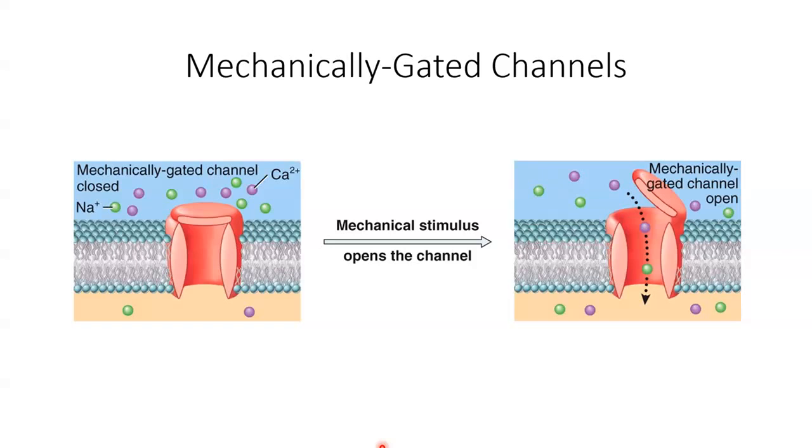Examples of mechanically gated ion channels are those found in the auditory receptors in the ear, the receptors that monitor the stretching of internal organs, such as the organs of the gut, and in touch and pressure receptors in the skin.